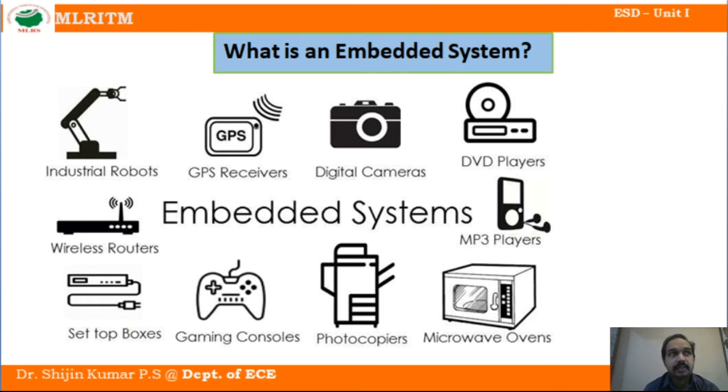Then GPS receivers. Okay, GPS receivers are embedded systems. Digital cameras, DVD players, wireless routers, MP3 players, set-top boxes, cable set-top boxes, game consoles, gaming devices like a PlayStation, etc. Photocopy machine. Okay, scanning and printing simultaneously. So that is also an embedded system.